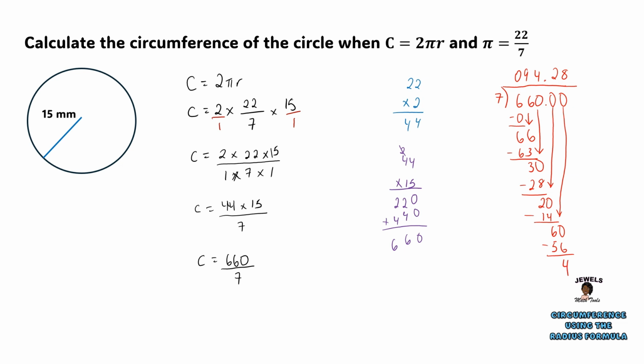So I'm going to leave my answer at 2 digits behind my decimal point. And I'm going to say that my circumference is equal to 94 and 28 hundredths, putting in my millimeters for my measurement, and I'm going to indicate that this is to 2 decimal places, or 2 points behind my decimal point. Okay, so there you have it. We just calculated the circumference of our circle.